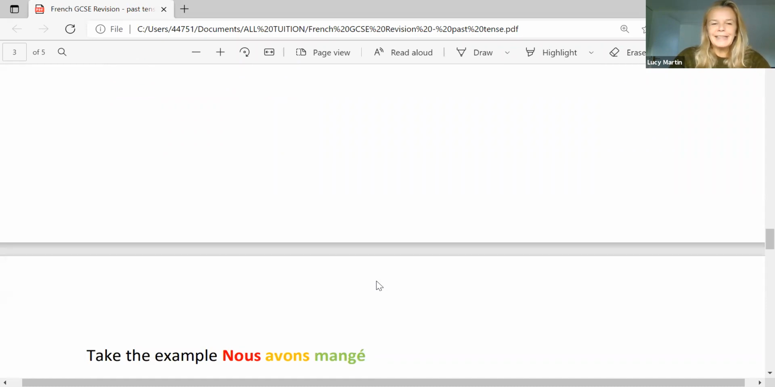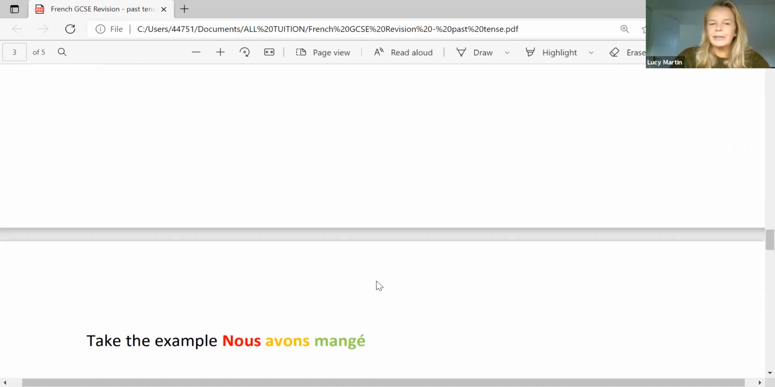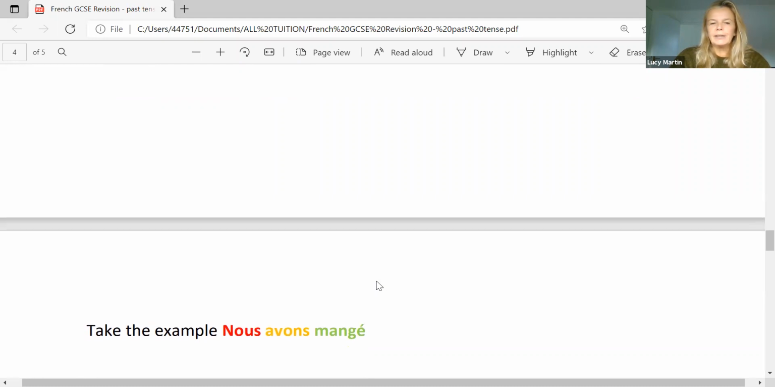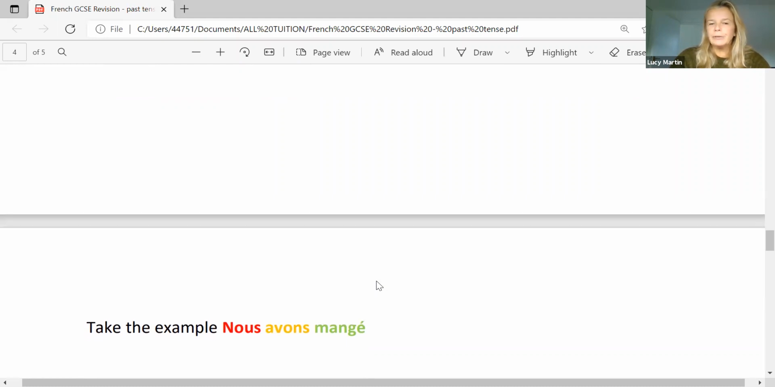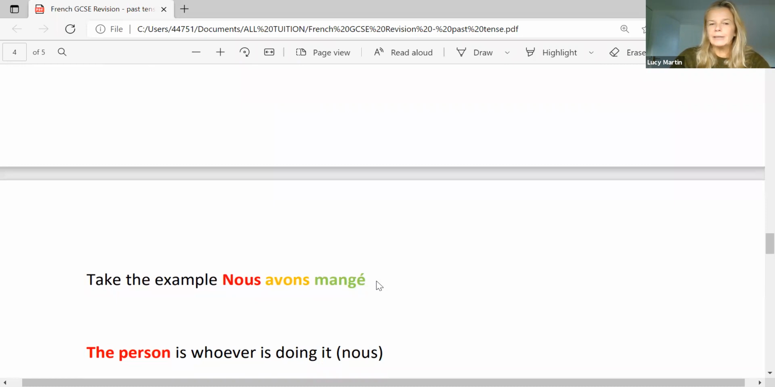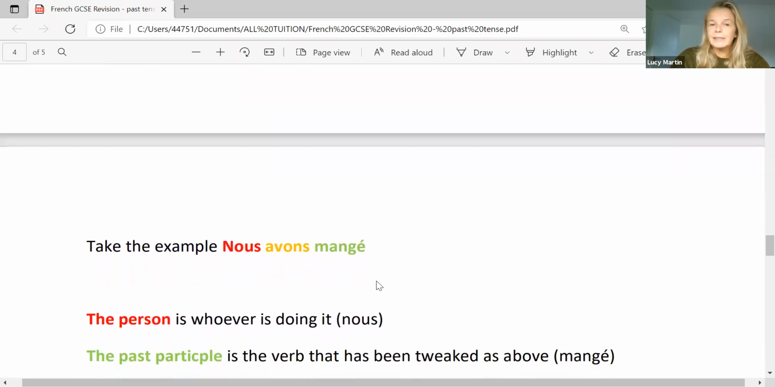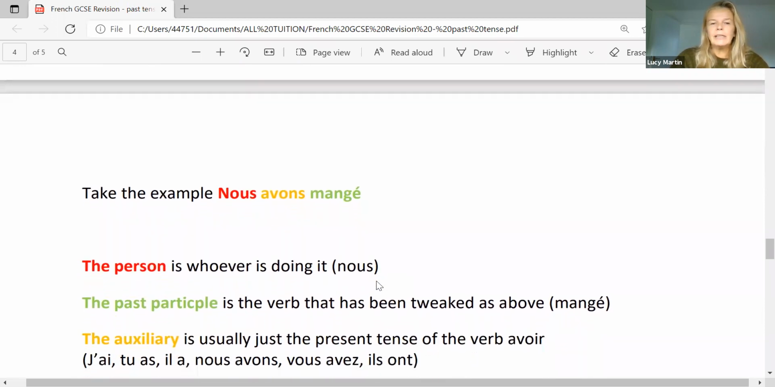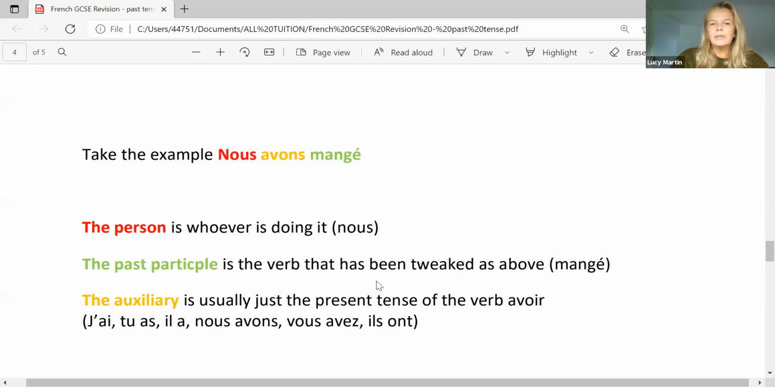Right, now we're going to look at this. Take this example. Nous avons mangé. They are red, orange, green. The traffic lights for the person, auxiliary and past participle. Manger is an ER verb. That's why we've got the E acute. The person is whoever's doing it, nous. The past participle is that manger verb, the one that's been tweaked to get its E acute. The auxiliary is usually just the present tense of the verb avoir. So it's j'ai, tu as, il a, nous avons, vous avez, ils ont. That's what you're using in the middle. So those are your 3 elements.